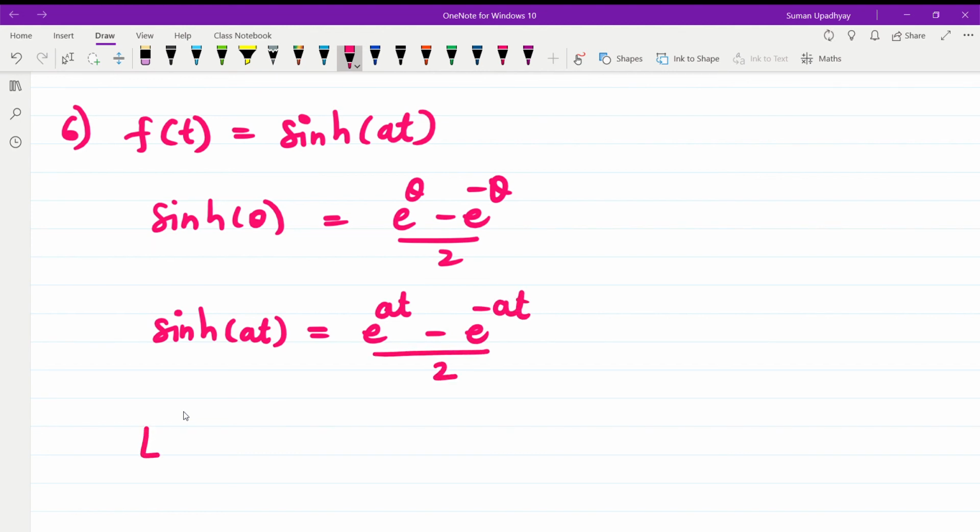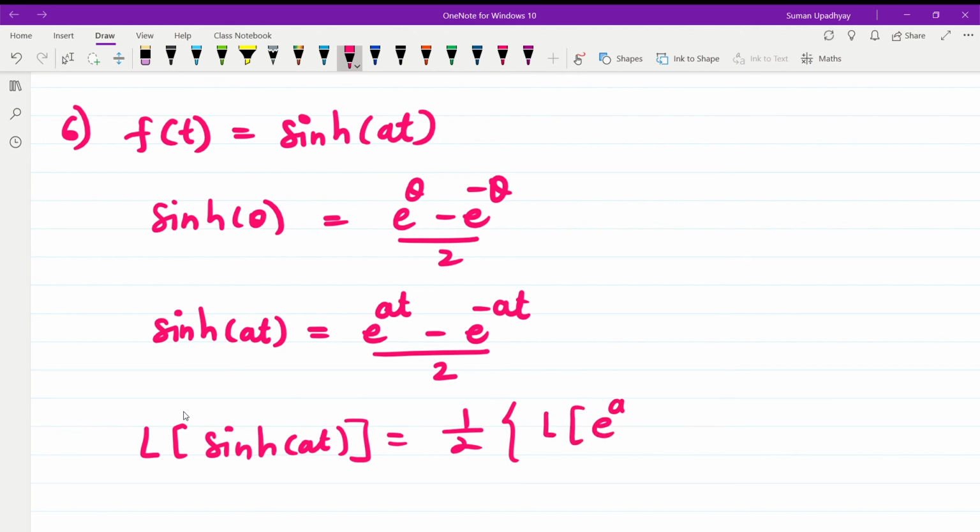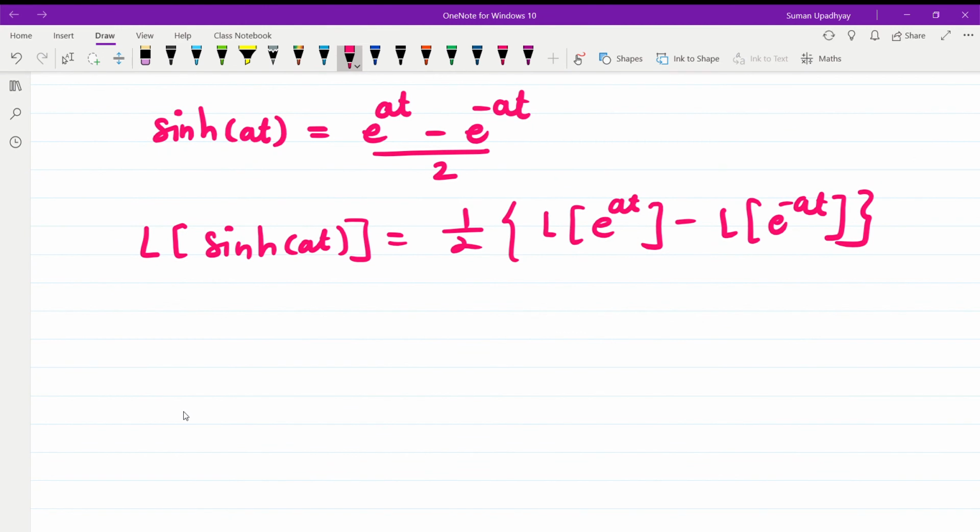Now take Laplace on both sides. I'll get hyperbolic sine of at on the left hand side. 1 upon 2 is a constant, and operate Laplace on each of the terms. So this is what I'm getting over here. Now we already know the formula of Laplace of e raised to at, so apply that: s minus a, and here it will become s plus a.